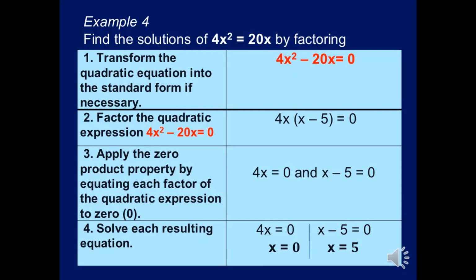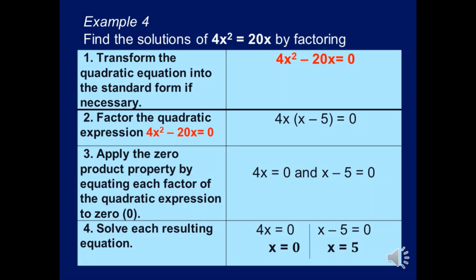So this time, let's take example 4. Find the solutions of 4x squared equals 20x by factoring. Again, it's not yet written in the standard form of the quadratic equation, so we need to rewrite it first into its standard form. So the standard form is 4x squared minus 20x equals 0. After that, we factor it.